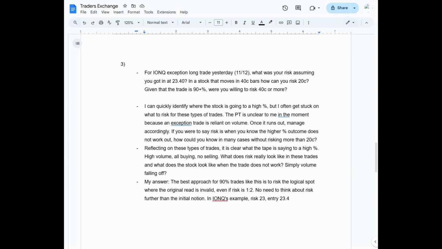And then how can you risk 20 cents? The reality is that whole formula doesn't make sense. So are you risking 20 cents? Or let's be honest, if it hit 50 and bounced back 30 cents, you don't know how much you're risking, do you?